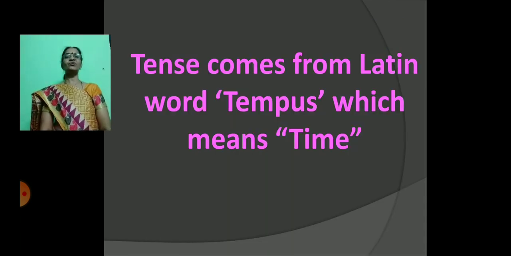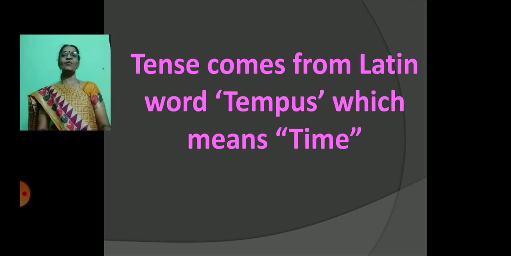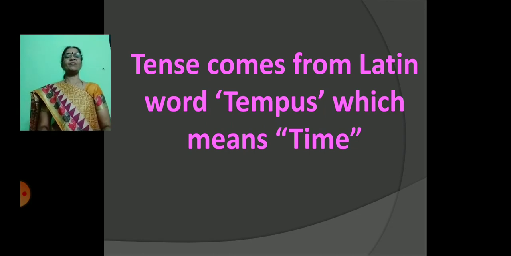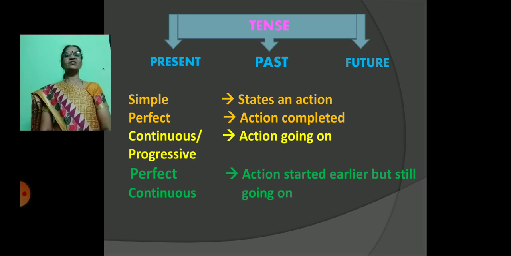Now let's come to tense. Tense comes from Latin word tempus, which means time. So what's tense? Tense means time. Now when you talk about time, you talk about yesterday, today and tomorrow. So we talk about three times. So like that, in tenses also we have three tenses. One is present, past and future.